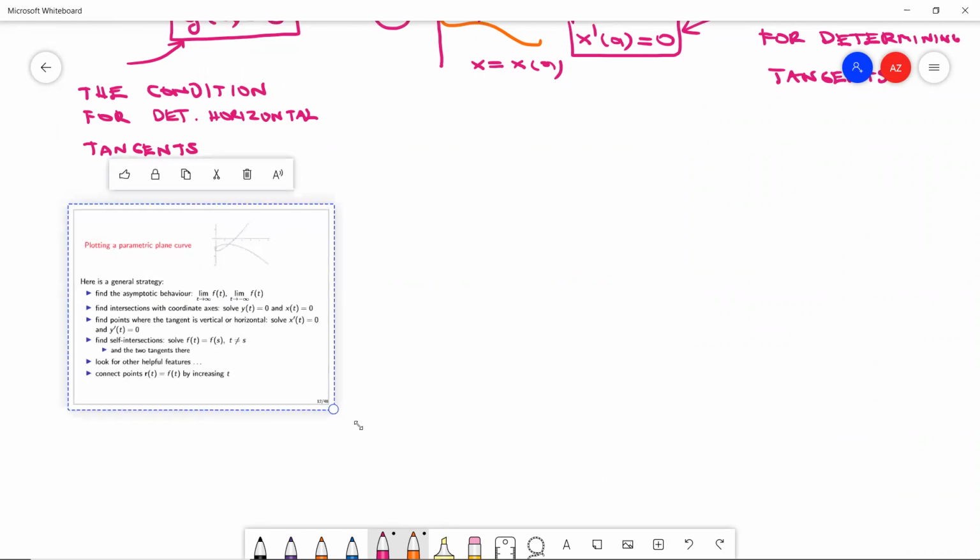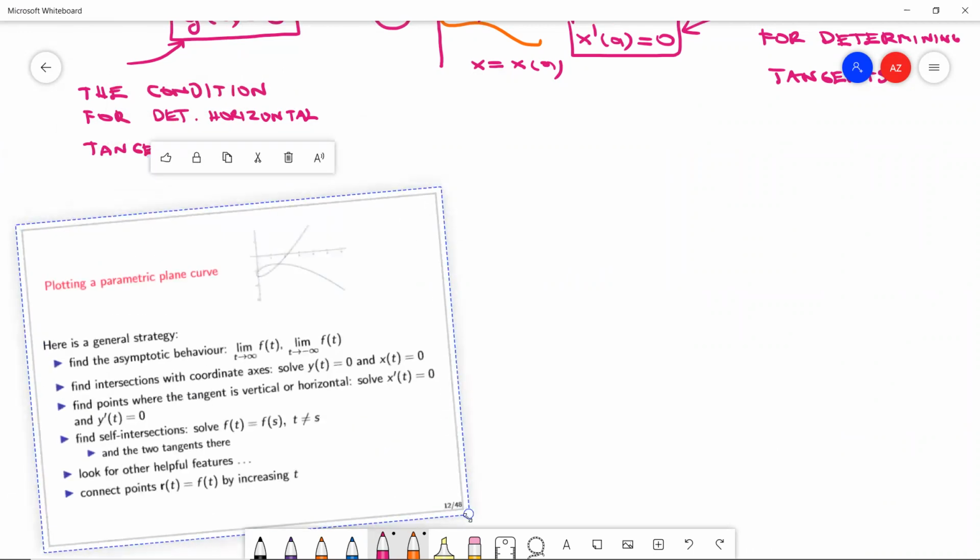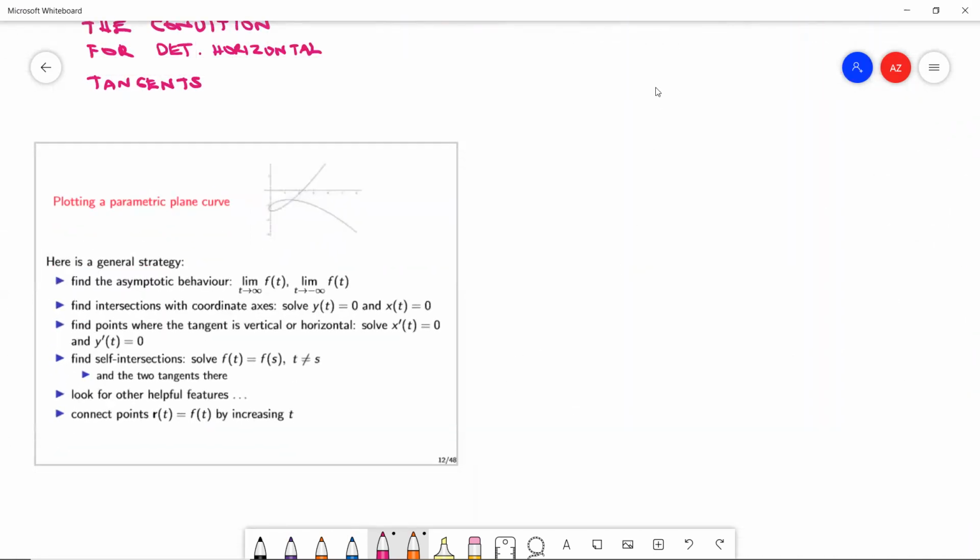Okay, so here is a general strategy. Some steps to do are these. First, we would like to know what happens when t is on the boundary of our interval. If the interval is the whole real line, then we would like to figure out what happens when t goes to infinity or minus infinity. That's why we compute those limits: the limit of f of t when t goes to plus or minus infinity. This will give us how the curve behaves at the endpoints.